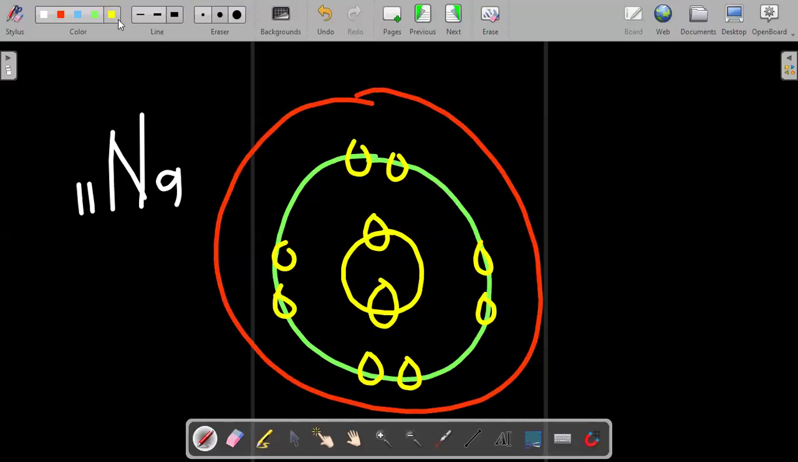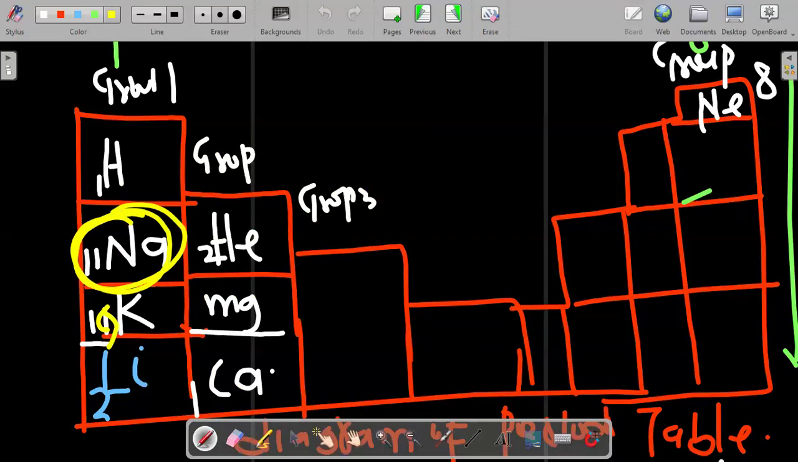So how many electrons will I put there? 1. So that is why sodium is arranged in group 1. So the atomic number you have will determine which group it will belong to.